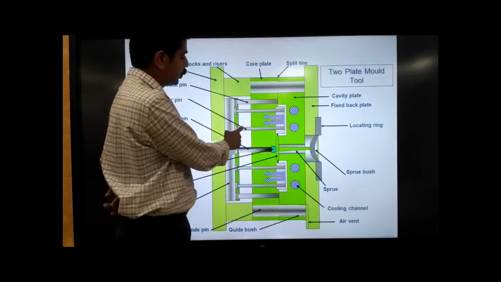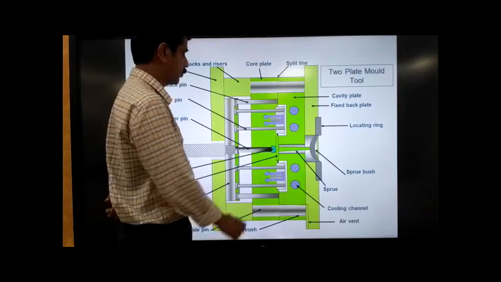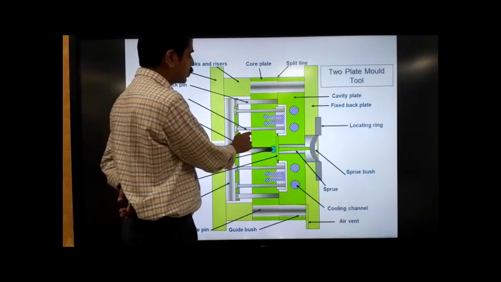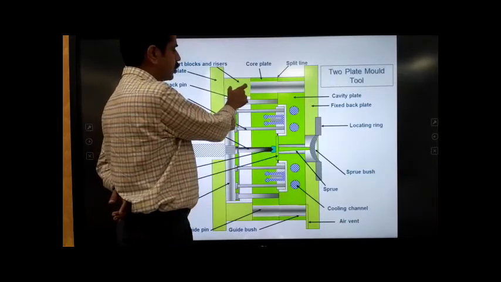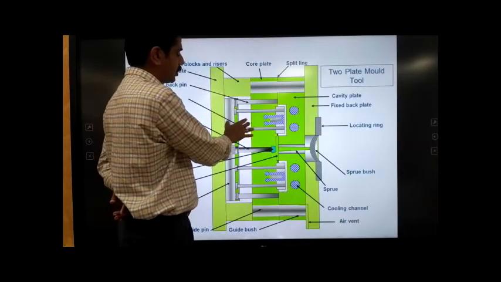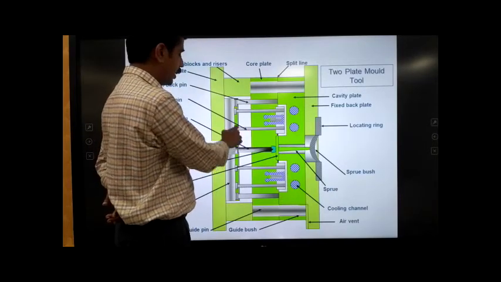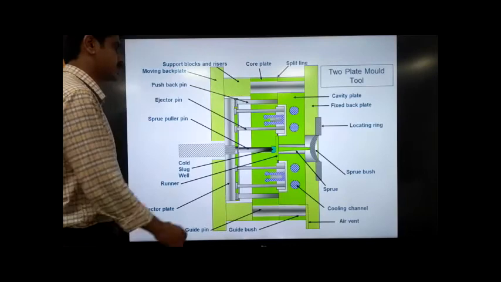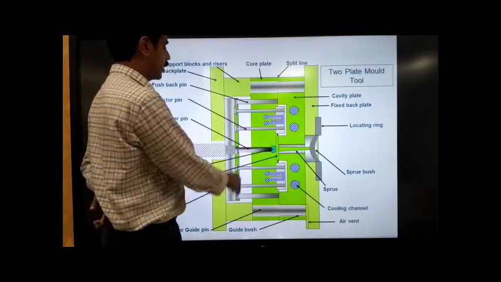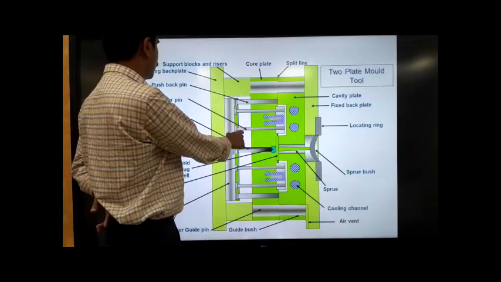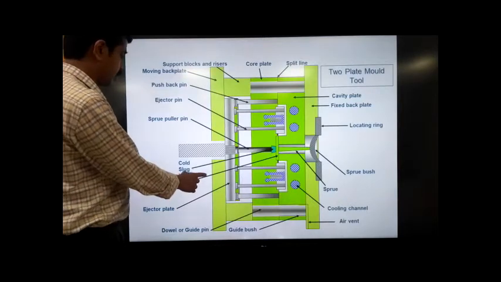And for this pin to move, we require some space. Otherwise, this pin cannot move forward and backward. So we create some space, and that space is created by the support blocks. When we have the support blocks, we have some free space here, in which this pin can move forward and backward. We call that region in between the ejector grid, or the space. Inside the ejector grid, the ejector pin moves forward and backward.